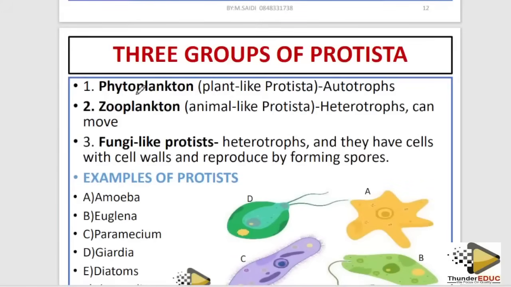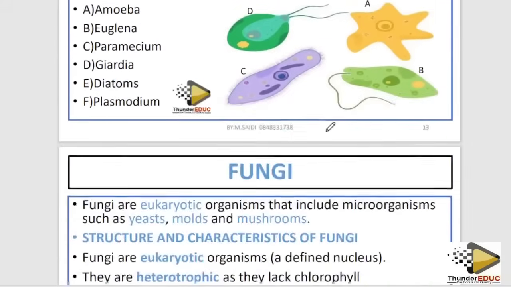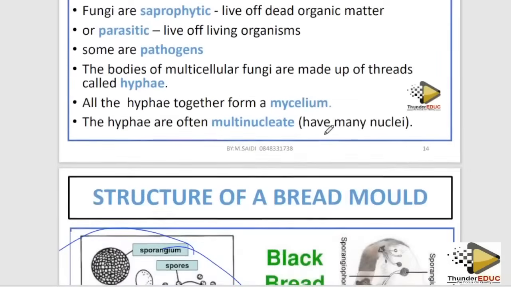Phytoplankton. Zooplankton. Phyto comes from plants. Zoo is for zoo animals. Zooplanktons can also be autotrophs, heterotrophs. We can also bring them as terminology. The person who was asking for the terminologies.